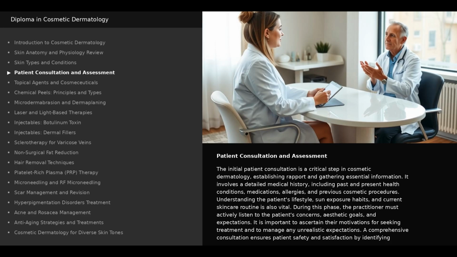During this phase, the practitioner must actively listen to the patient's concerns, aesthetic goals, and expectations. It is important to ascertain their motivations for seeking treatment and to manage any unrealistic expectations. A comprehensive consultation ensures patient safety and satisfaction by identifying potential contraindications and tailoring treatments appropriately.